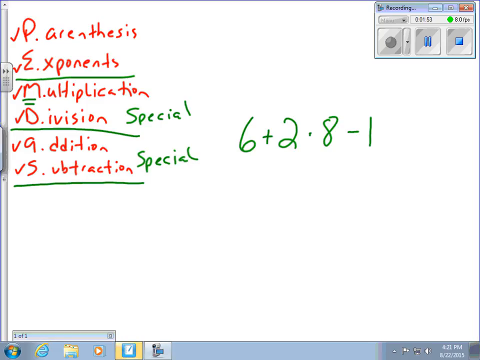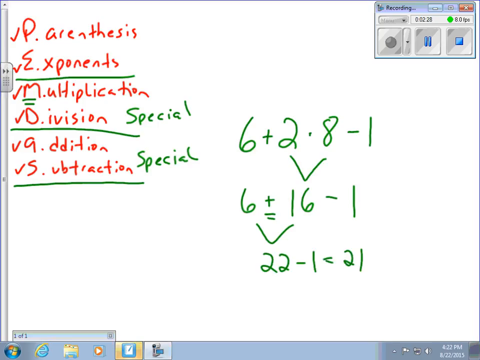Okay, first we'll start with a very basic problem. I have no parentheses. I have no exponents, so I need to do multiplication or division next. In this case, there's no division. However, there is a multiplication. 2 times 8 is 16. And then I want to rewrite the problem just to make sure I don't use any of the digits that I've already used twice. Next, I do addition and subtraction, whichever comes first in the problem. In this case, it is addition. 16 plus 6 is 22. 22 minus 1 equals 21. So the answer to this problem is 21.